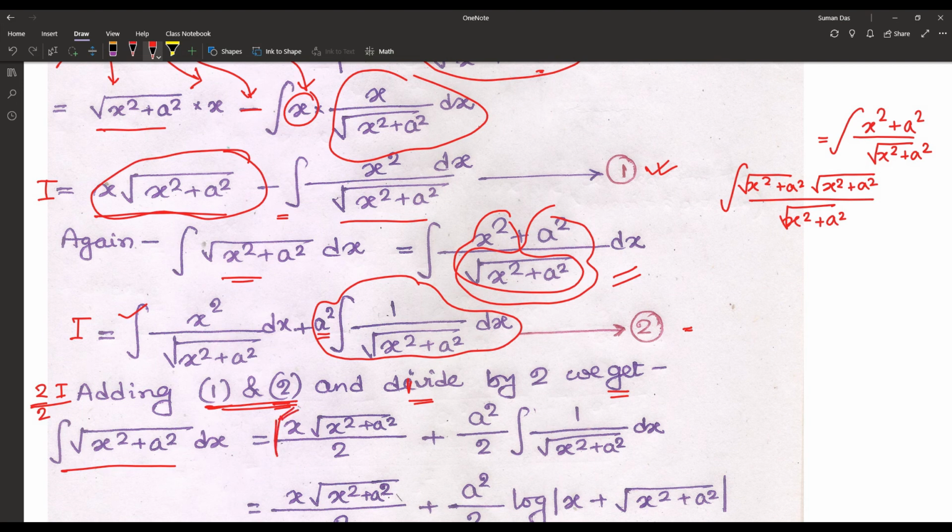The second part was 1 by 2, x squared over the square root of x squared plus a squared, but that one was minus and that one was also plus. So we can omit these two.